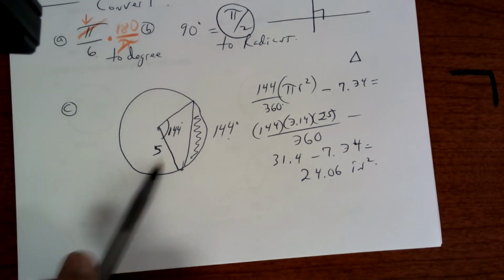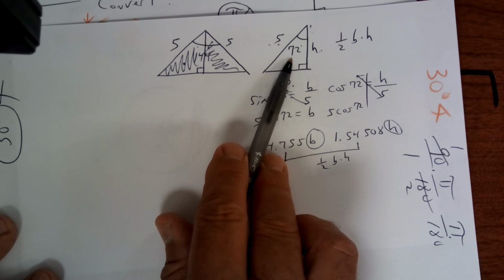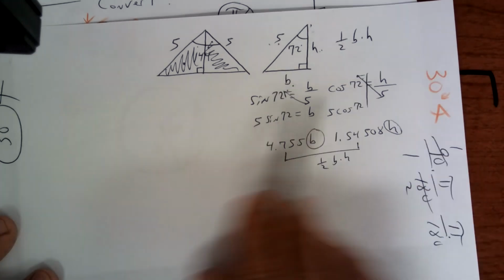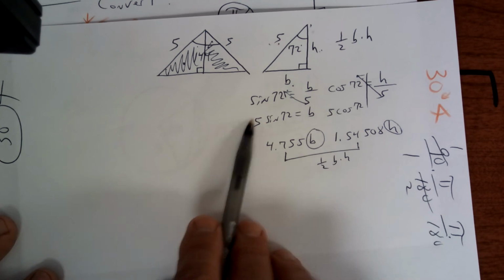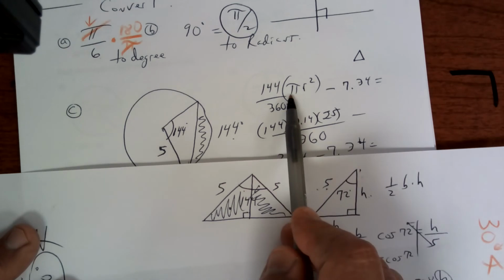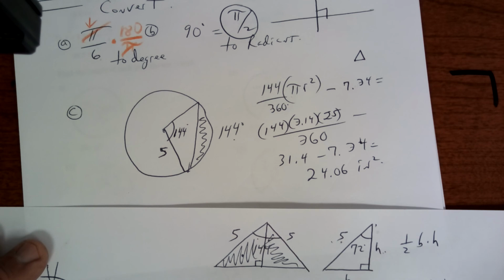Okay, look again. You take that triangle out, you drop an altitude, you split it in half, you figure out the base and the height, you multiply the base and the height, you divide by 2, and then once you do that, you got to double it because you have 2 triangles, and then you have to subtract it from the area of the sector, and that will give you the slither. There it is. Make sure you redo this one.